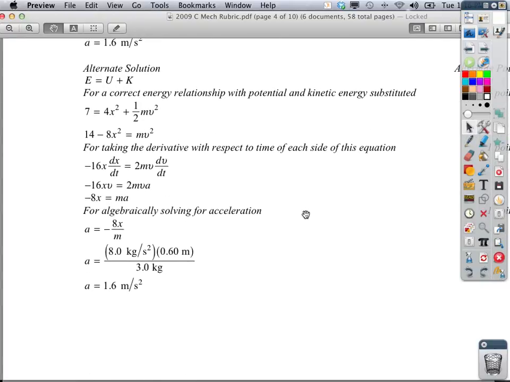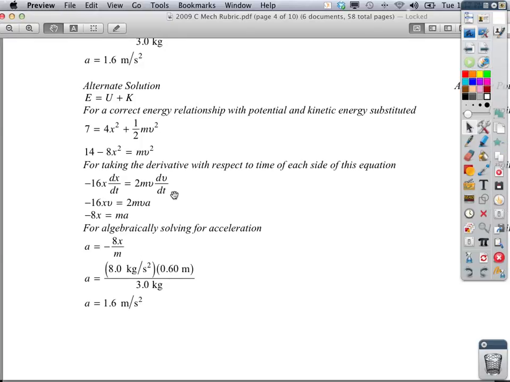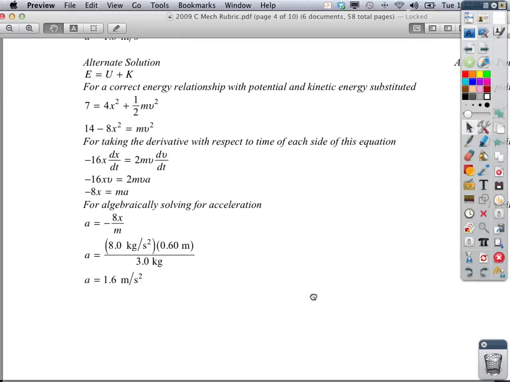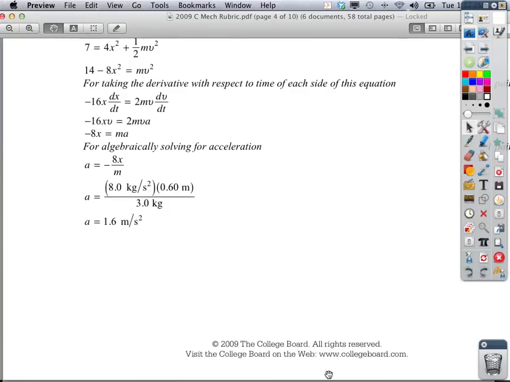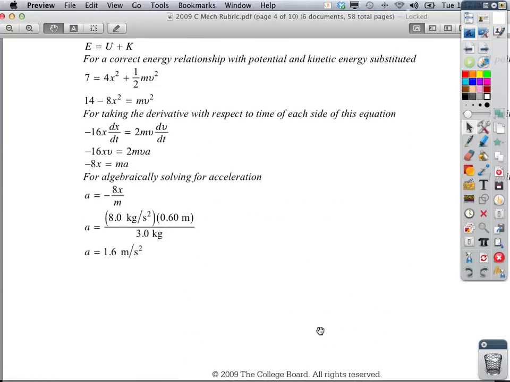So this is their alternate solution there. They didn't use kinematics, they used energy. Or did they? No, because then they took the derivative. No, they didn't. They made a differential equation. That's interesting.